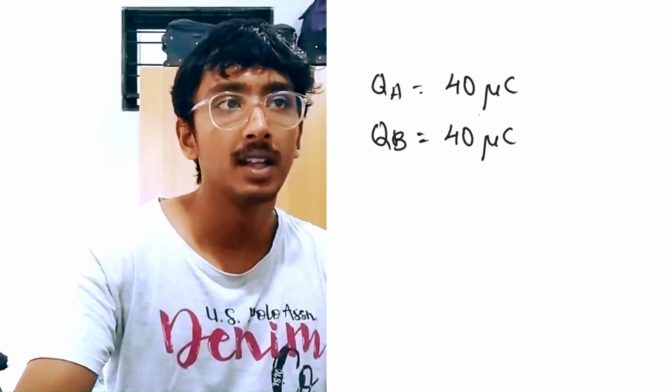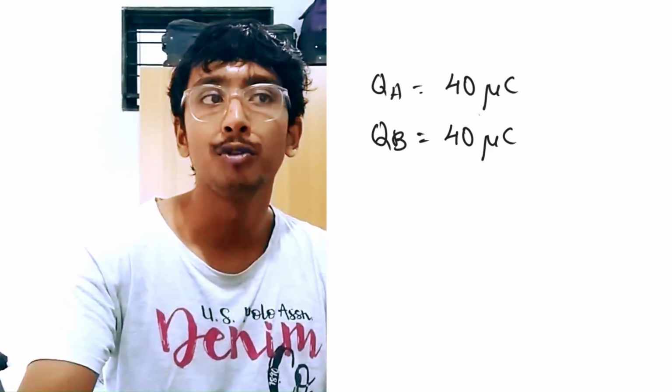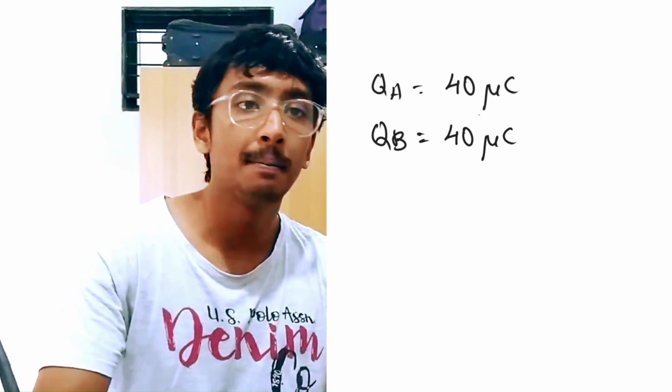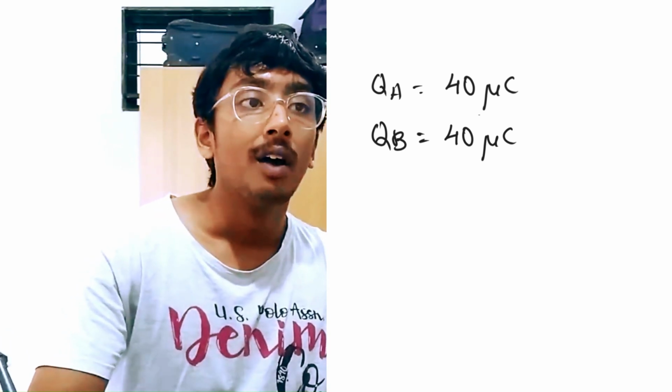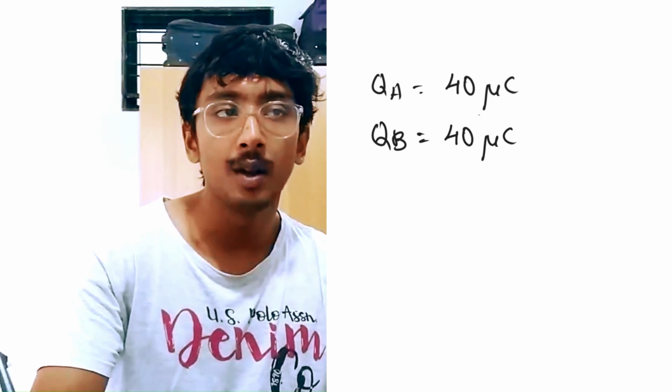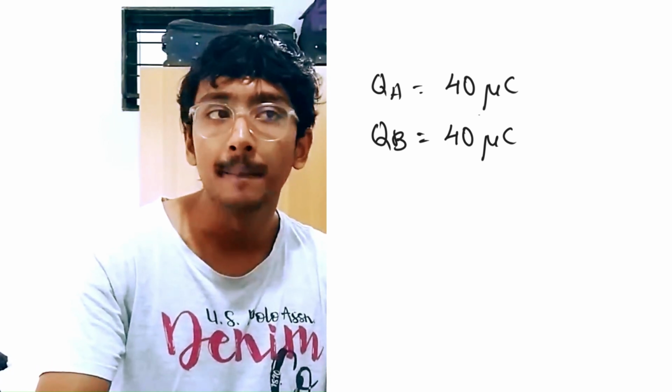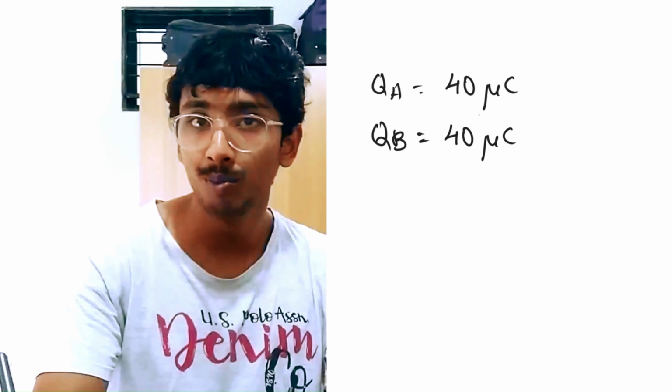Again, first thing, what do we do? First thing, write down what's given. You are given the charges. You are of course given the positions. You have been given where to find your electric field and potential. What else do you need to find? Of course, you just need to find the electric field and potential at A. So that's your step 2.